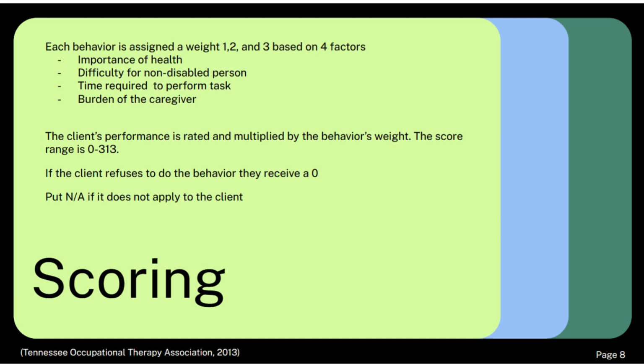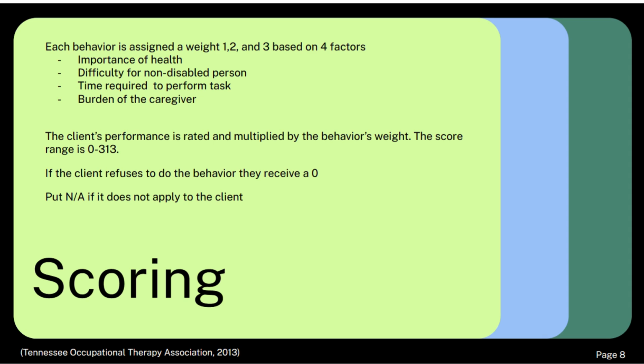Each behavior is assigned a weight of 1, 2, or 3 based on 4 different factors: the importance to health, the difficulty for a non-disabled person, the time required to perform the task, and the burden on the caregiver. Based on that weight is how many points each behavior is worth. If it's weighted a 3, the max points you could get is 3. If it's weighted a 1, the max points you could get is 1.